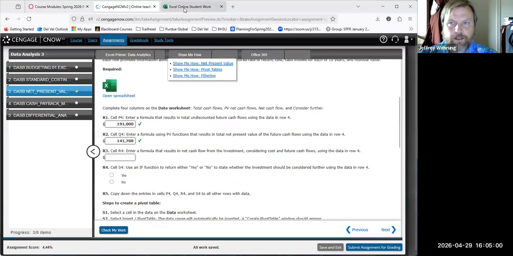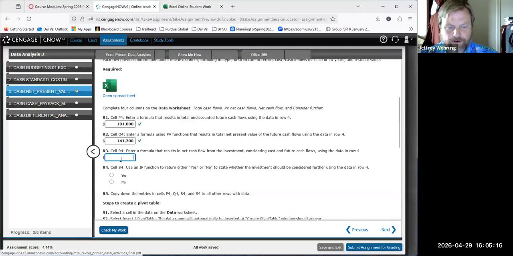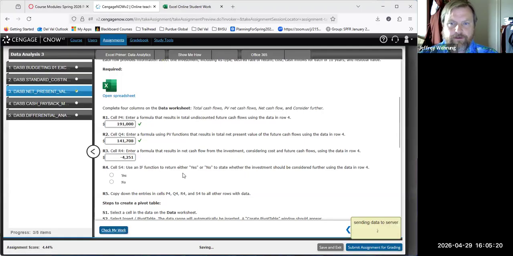Great. Okay, the next one, the net cash flow. This one's easy, right? The net cash flow is simply what your inflows are minus what you paid for the machinery. Mine is a negative number, so I'm going to have to actually put the negative sign in manually.